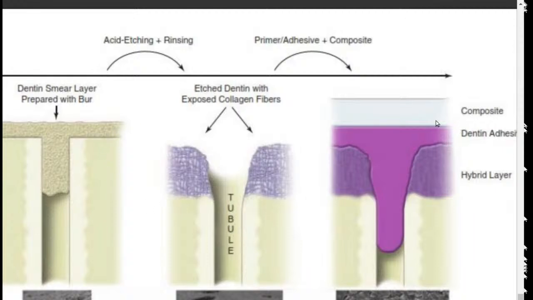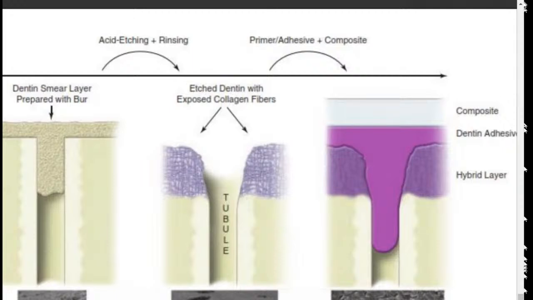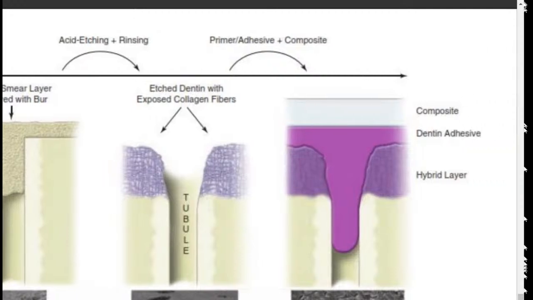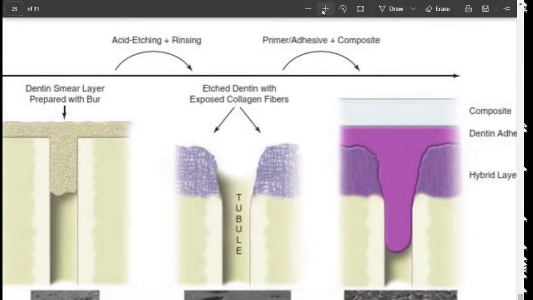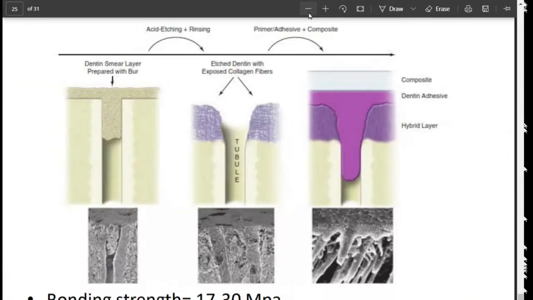So the first is preparing with the bur. Second is etching and rinsing. Third is primer, adhesive and composite. The adhesive and the composite are added to the hybrid layer and tubules. All three steps are here.